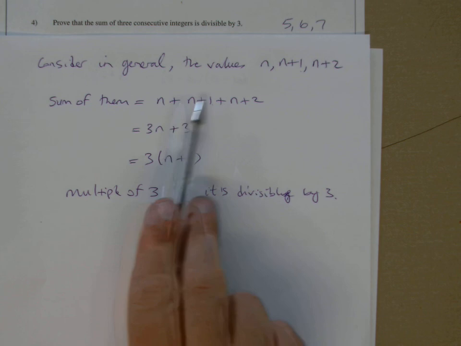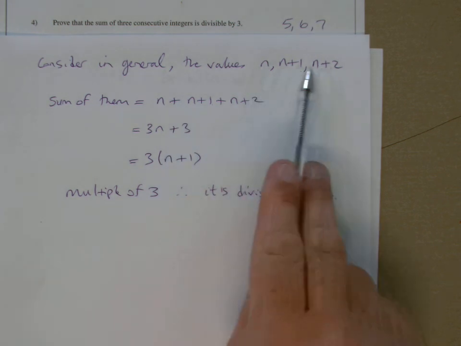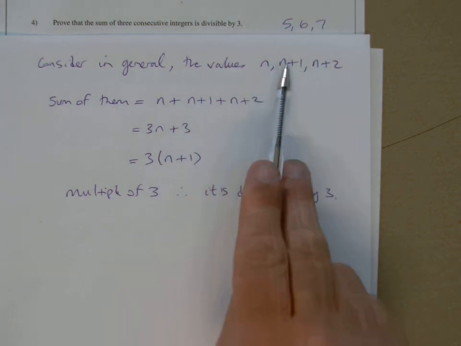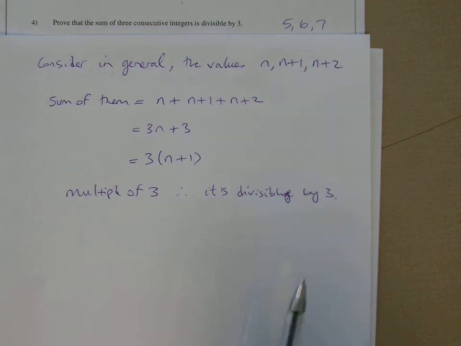Okay, and as I said, we're happy there that they are consecutive values. We just choose n to represent any number. n plus 1 will be the next one, n plus 2 will be the one after that, and then we just add them together. We've shown it's a multiple of 3, therefore it's divisible by 3.